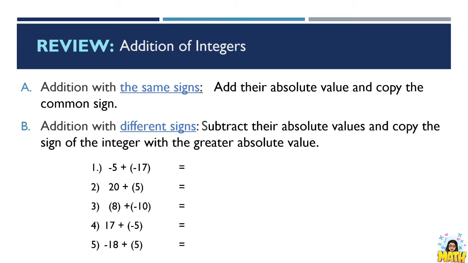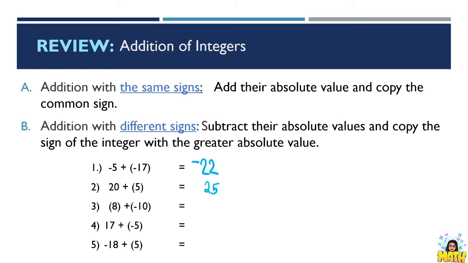Number 1, they are both negative, so same signs, just add their absolute values. 5 plus 17, that's 22, and copy the common sign. Same thing with number 2, they are both positive, so just add. It's either we put the positive sign or just leave it like that.